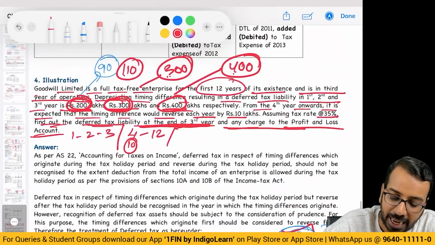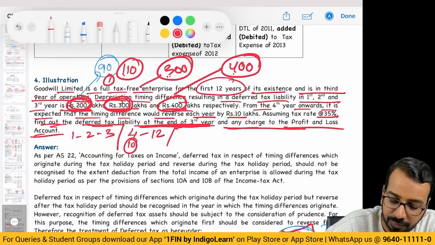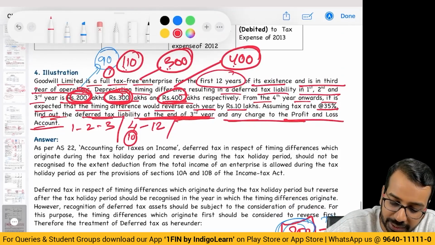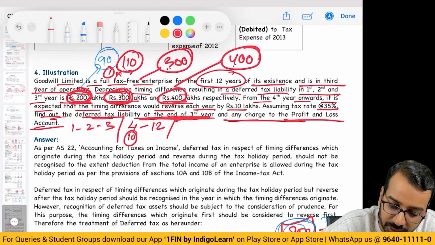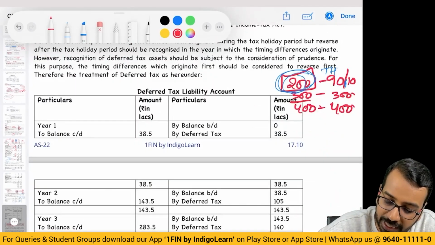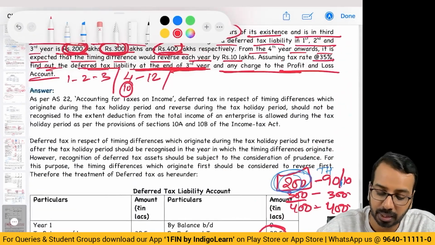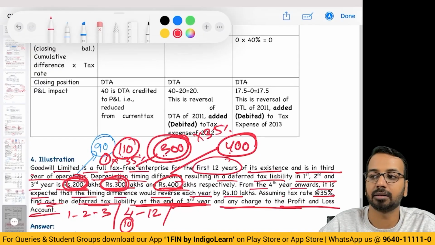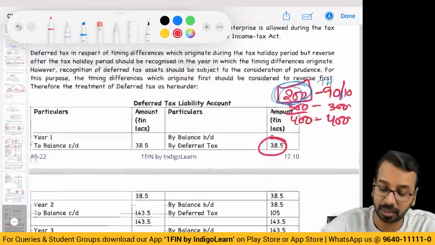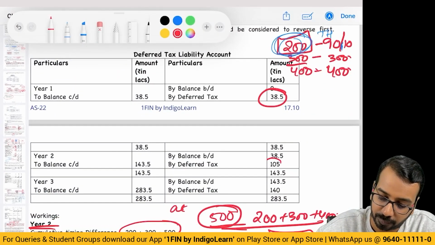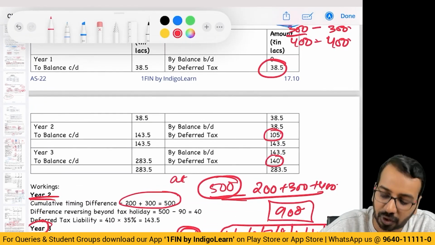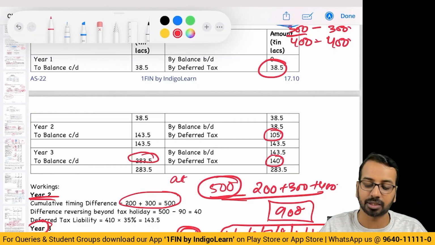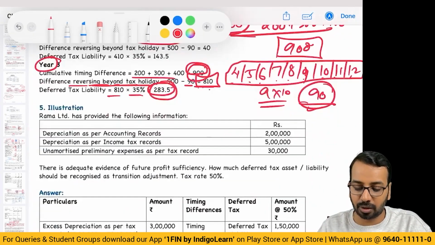So at the end of year 1, DTL will be 110 multiplied by 35%, which is 38.5. Then in year 2, 300 into 35% gets added. 300 into 35% is 105. That gets added in the second year, and 140 gets added in the third year. Balance at the end of the third year is 283.5. Okay, so that is how you have to calculate.